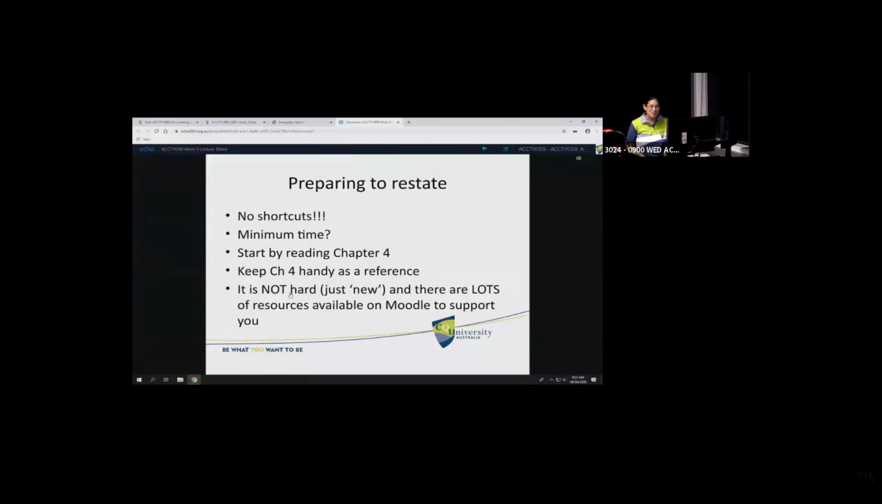And there's lots of resources available on Moodle to support you, and they never used to be. When we first started, there were none of my videos. There was pretty much just chapter 4. So we've come a long way from that, from student feedback. We've got exemplars now. We have all my supporting documentation and so forth. So there's a lot more resources.